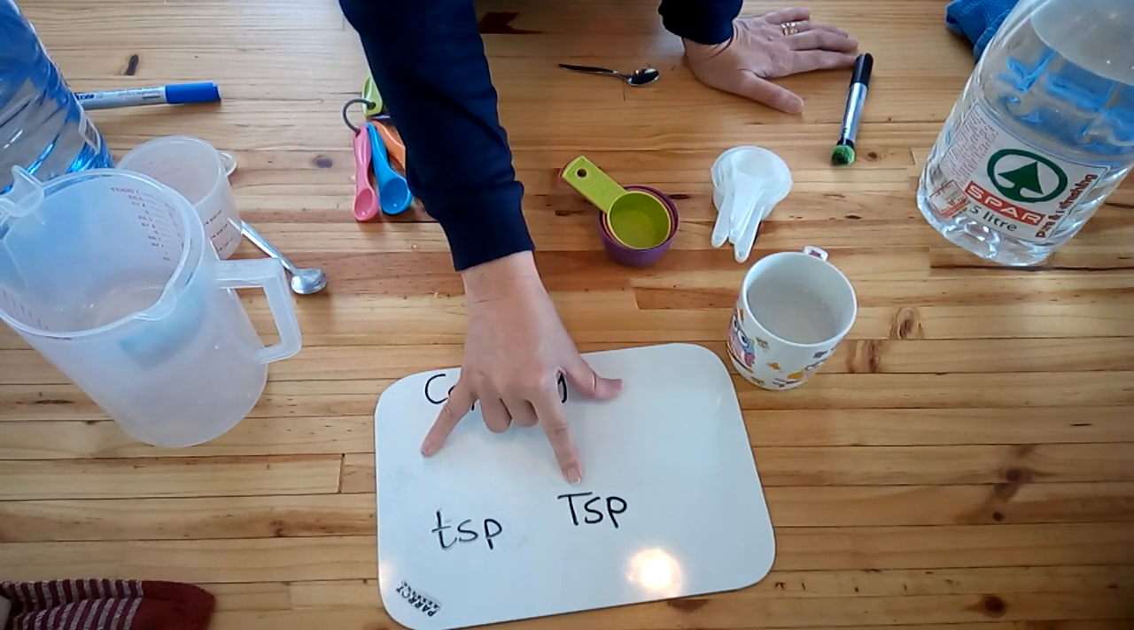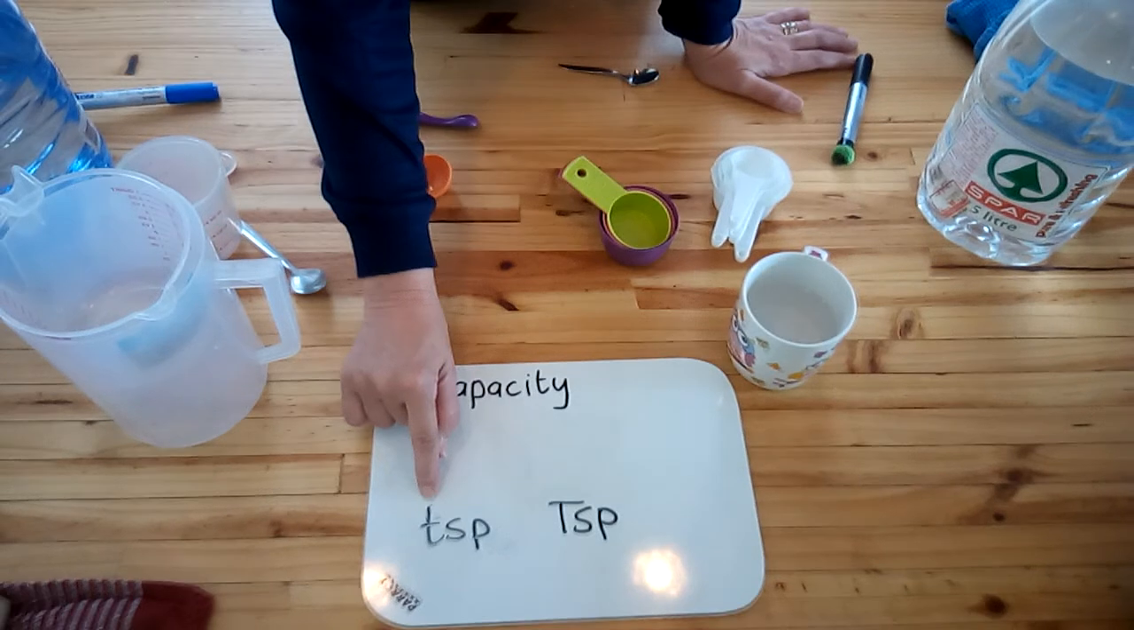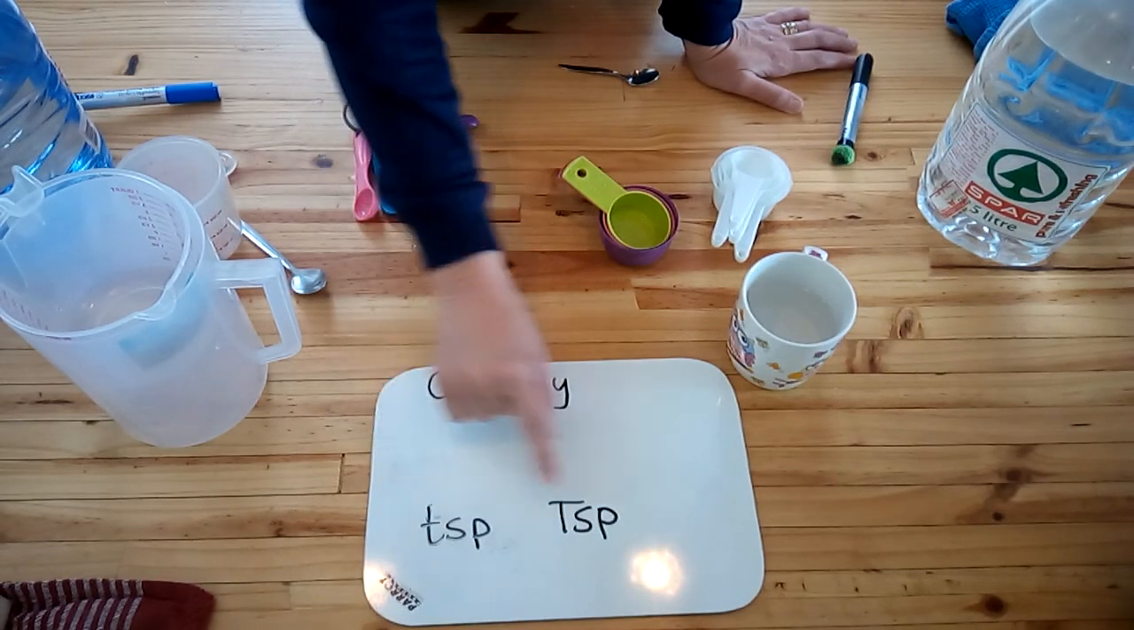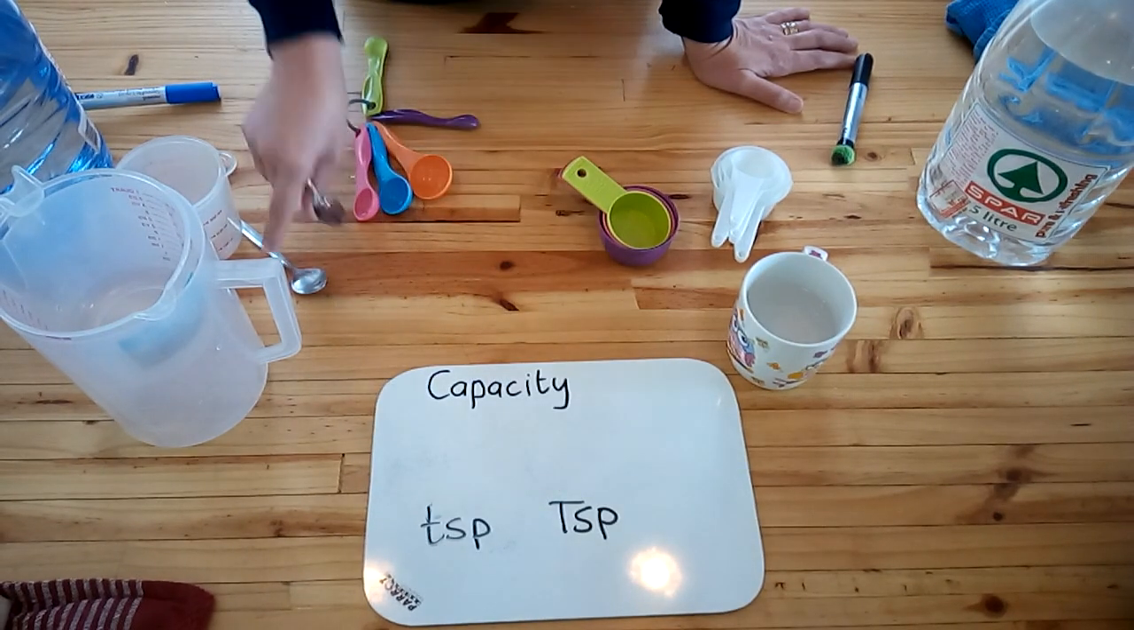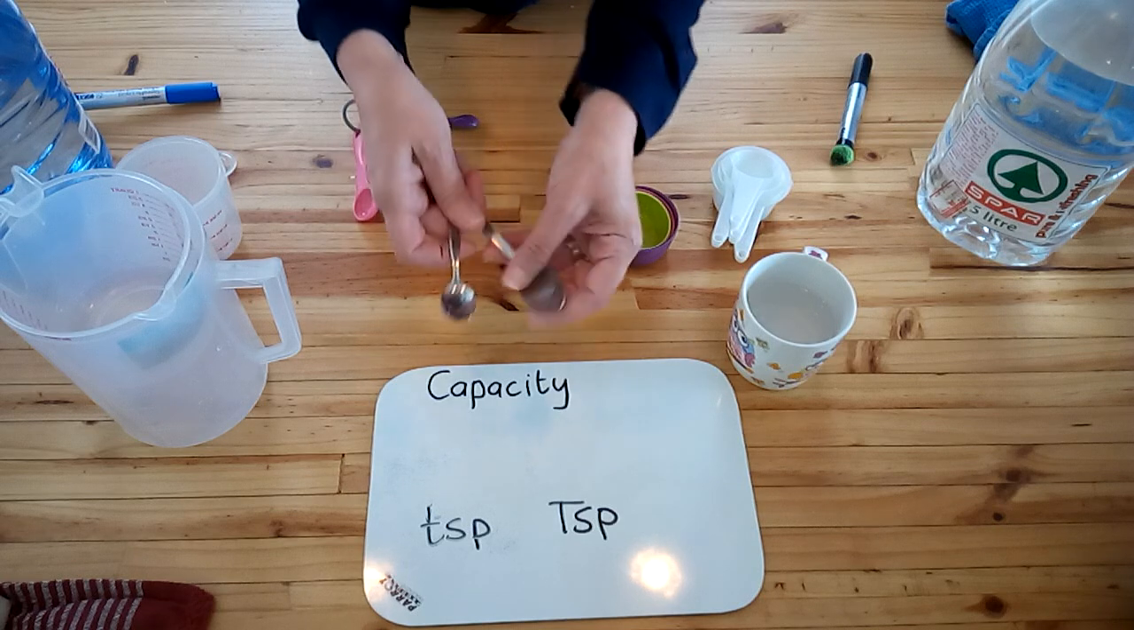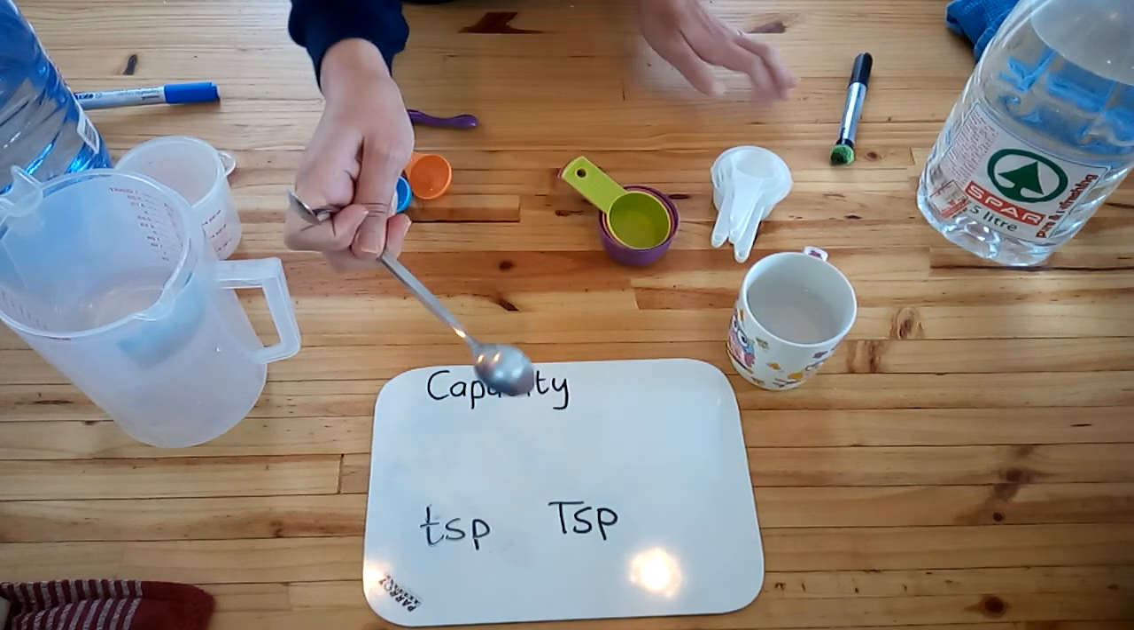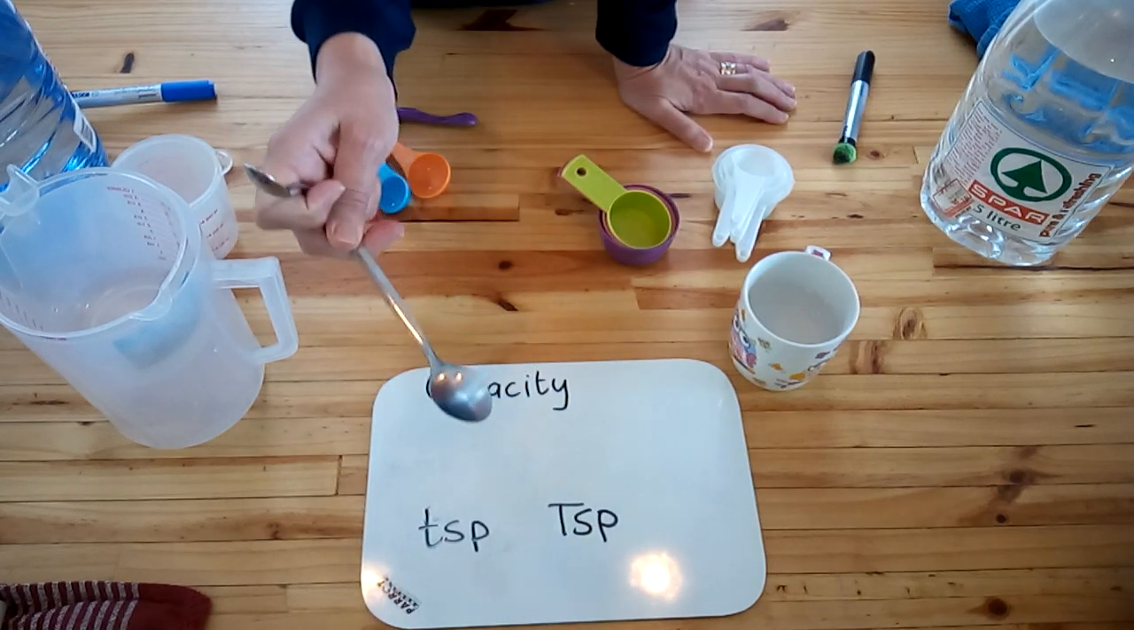So when you read the recipe and they're using the lowercase t, that is for teaspoon and the uppercase T is for tablespoon. But while I'm talking about the teaspoon, we get lots of different fancy teaspoons.